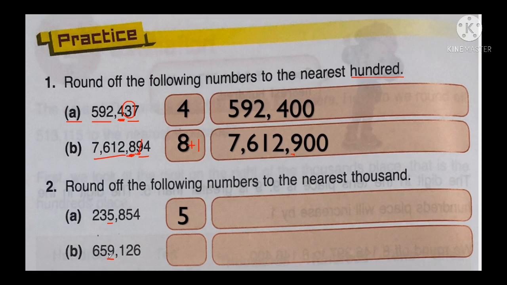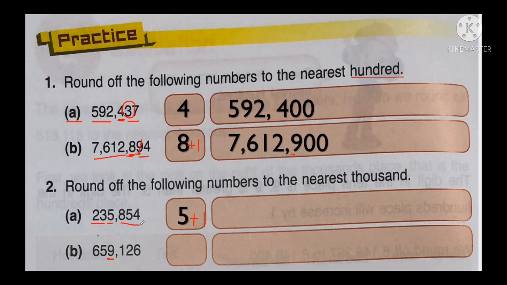Okay, let's start with A. What is the number on its right side? 8. Is 8 part of ignore or plus 1? Plus 1, correct. So what will happen to 5? 5, we need to add 1. Correct? What will happen to the numbers on its left side? We will just copy. How about the numbers on its right side? They will become 0. Good job.